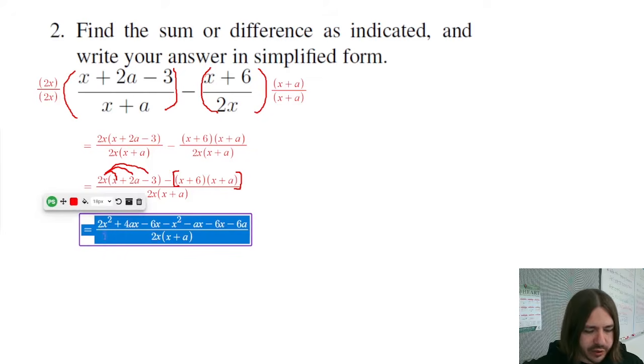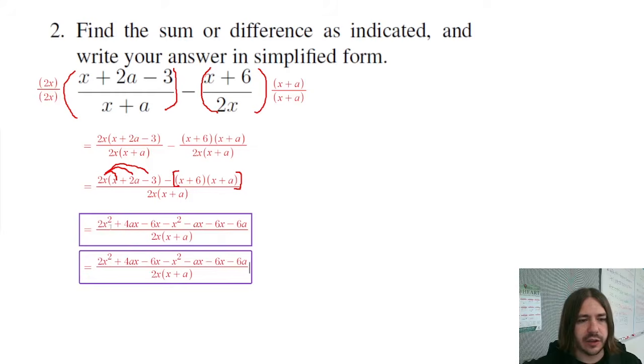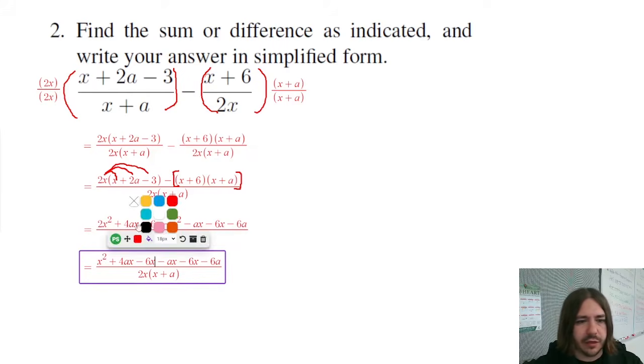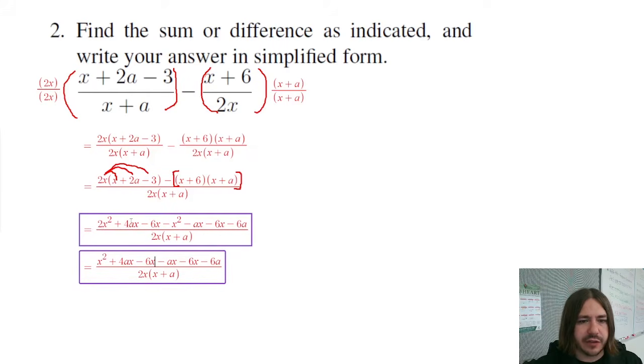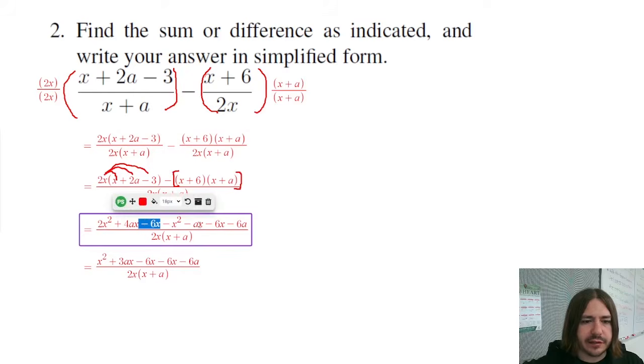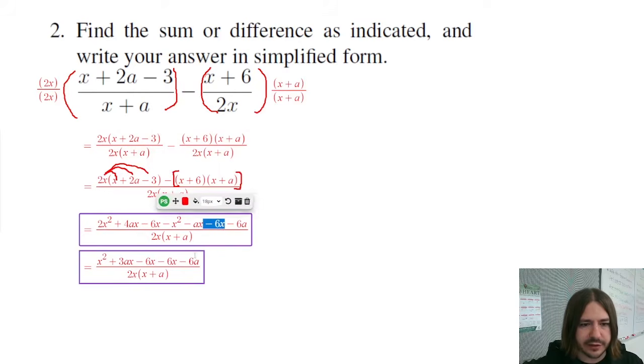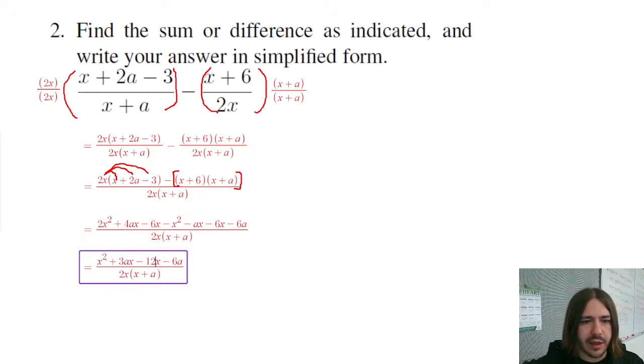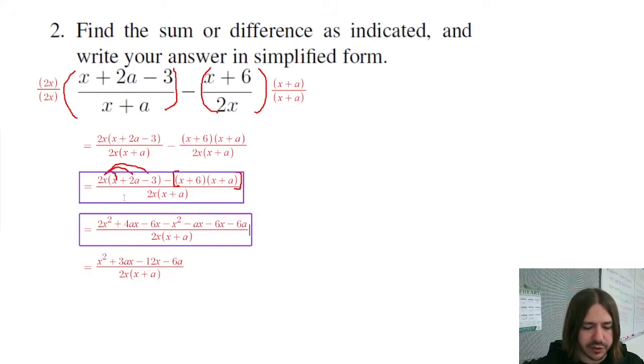So I'll start with the x squareds. Okay, so I have 2x squared minus x squared, going to be 1x squared. Then I've got two of these ax terms, right? I've got 4ax minus 1ax is going to be 3ax. Then I've got negative 6x minus 6x is going to give me negative 12x. And then finally, I've got this minus 6a with no like terms to combine.